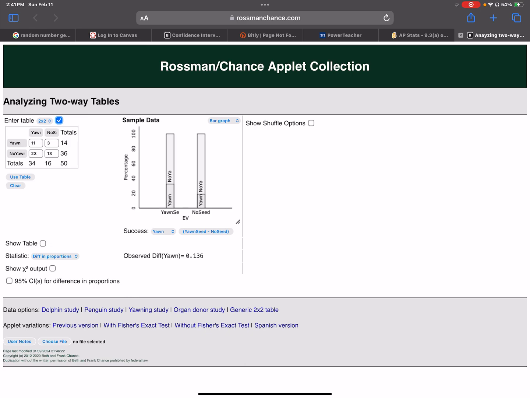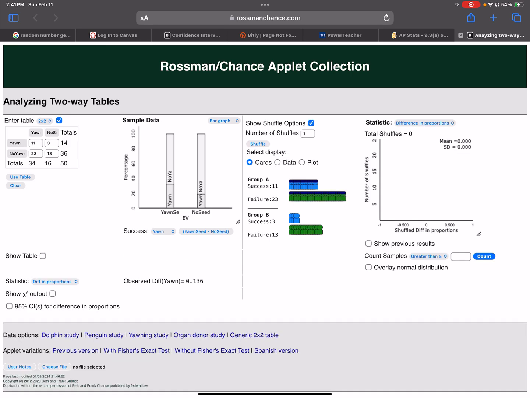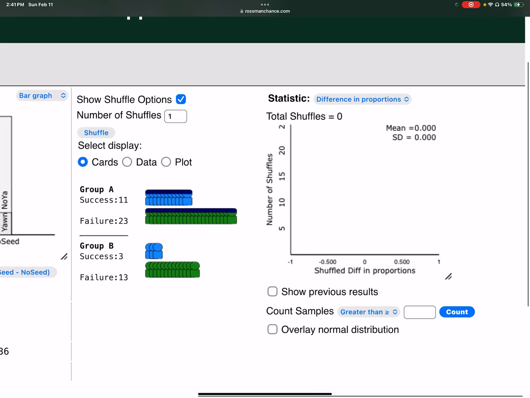So all I'm going to do here is click on this button in the middle that says Show Shuffle Options. That pops that up. Okay. From there, it's going to run a simulation for me. And you can see that they've got blue and green people here that represent my successes and failures for Group A and Group B. Group A being the yawn treatment, Group B being the no yawn treatment.